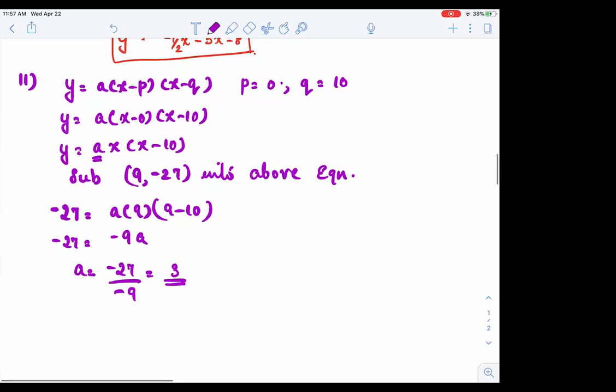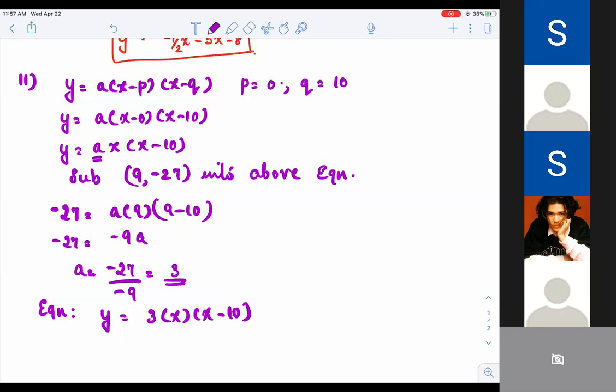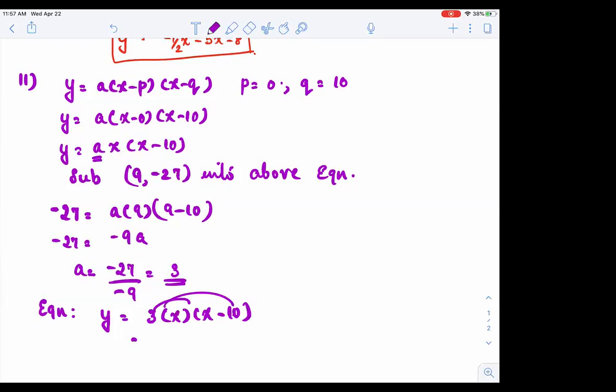Now that we got the a, you can write the equation. So therefore, the equation is y is equal to 3 times x times (x minus 10). You got everything you want to write the equation, but do you guys think you are done with the problem? No. What else do we need to do? Expand it, because we are looking for the standard form. For the standard form, you need to expand all these.